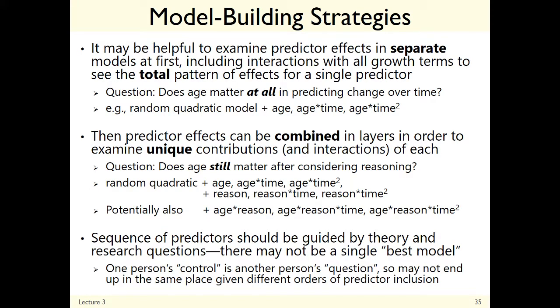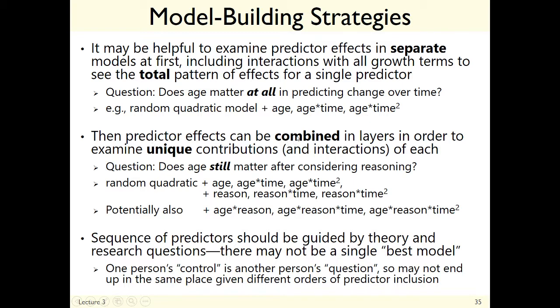my strategy is usually to estimate at the beginning point separate models for each time invariant predictor so that I can see what its effects are without controlling for anything else. So an example, what we're going to look at is our random quadratic model of change in response time and a predictor of age at baseline. I can fit effects of age by linear time, and age by quadratic time so that I can see, does age matter? Just answer that question.